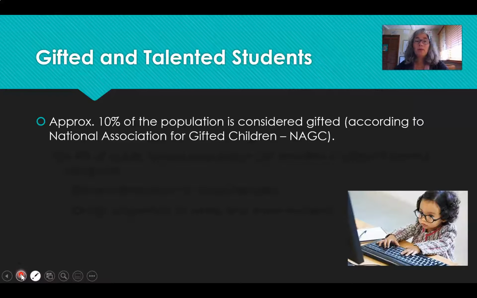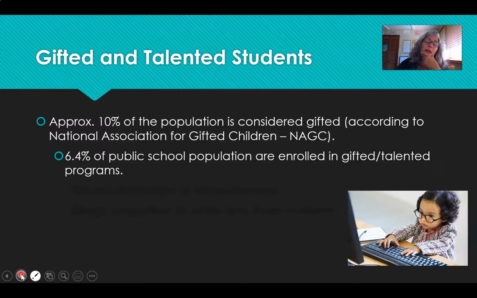So hopefully that was helpful, just to give another way of talking about and looking at multiple intelligences. When it comes to gifted and talented students, about 10% of the population is considered to be gifted and talented based upon the bell curve. And that data is from the National Association of Gifted Children. But about 6.4% of public school children are actually enrolled in gifted and talented programs. So why the difference in numbers? That's a pretty big difference.